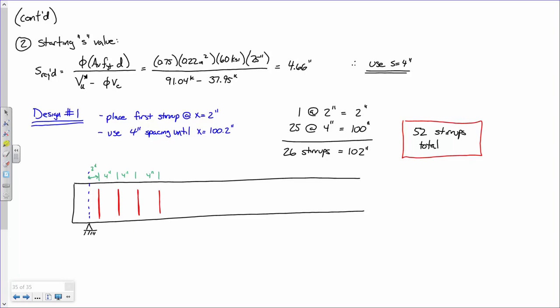Now, that's 52 stirrups. I think we can do better. Okay? I think we can cut down the number of stirrups quite easily. One of the easiest ways that we can cut down the number of stirrups is to use S-max. Okay? Let's look at S-max.